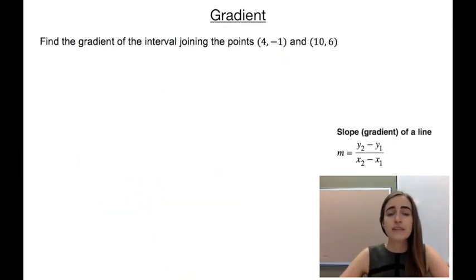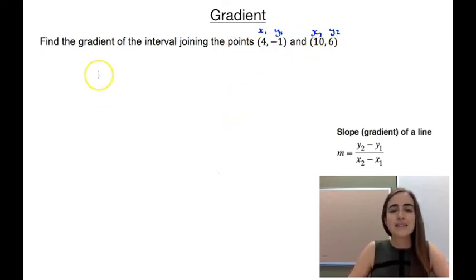So I want to have a look at an example. We're asked to find the gradient of the interval joining the points (4, -1) and (10, 6). So we've got our little formula down here. Let's just call them x1, y1 and x2, y2. Again, we could have done them the other way. As long as we're consistent, it doesn't matter.